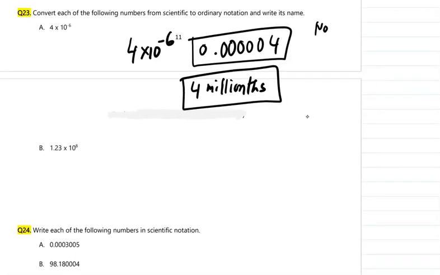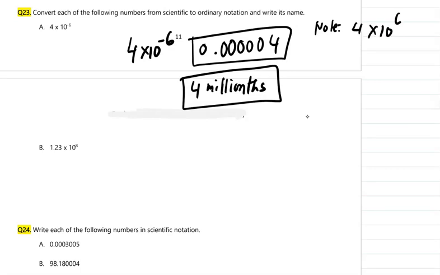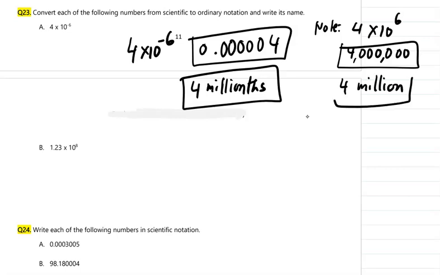Okay, if you have, let's say, 4 times 10 to the power 6, this is the same as 4 0 0 0 0 0 0 as an ordinary notation. We name this 4 million. Because of the negative 6 exponent, we say this is 4 millionth.